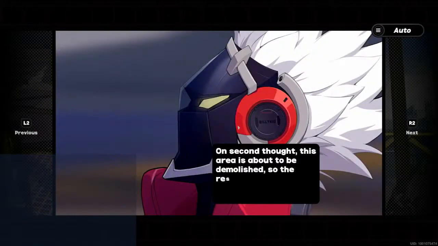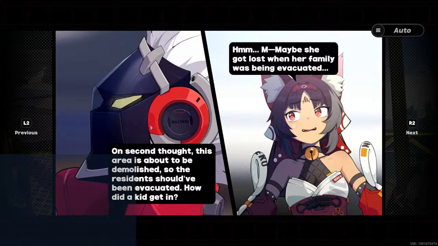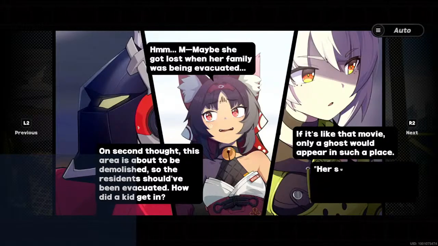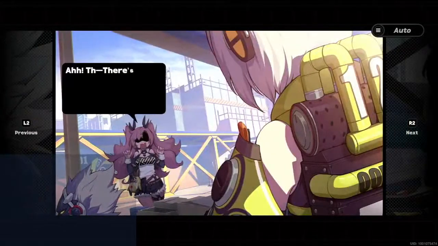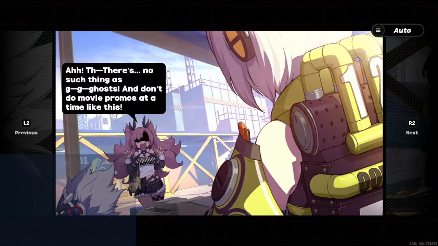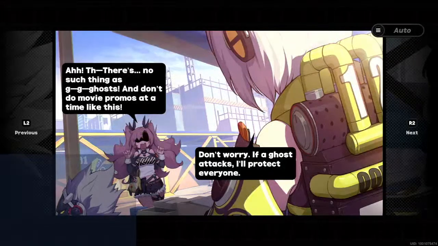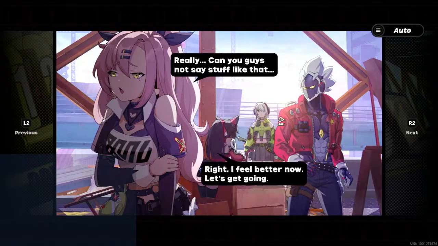On second thought, this area is about to be demolished, so the residents should have been evacuated. How did a kid get in? Maybe she got lost when her family was being evacuated. If it's like that movie, only a ghost would appear in such a place. Her sudden appearance was only to lead the rescuers into a deadly trap. There's no such thing as ghosts! And don't do movie promos at a time like this! Don't worry. If a ghost attacks, I'll protect everyone. Really? Can you guys not say stuff like that? Right. I feel better now.